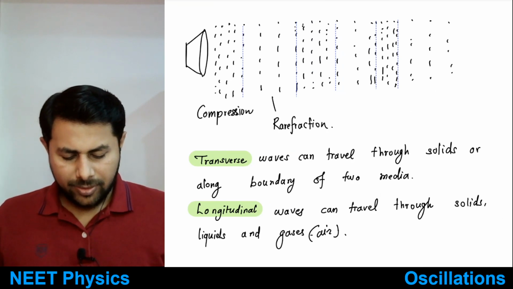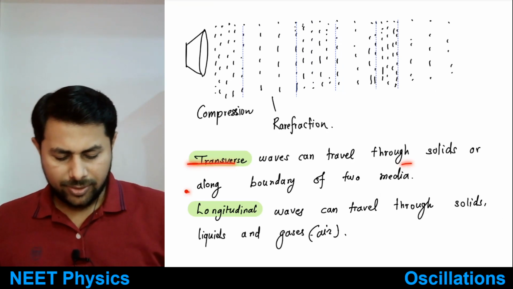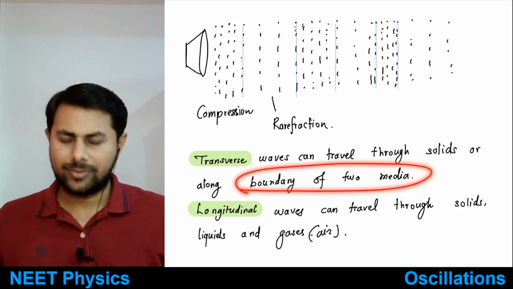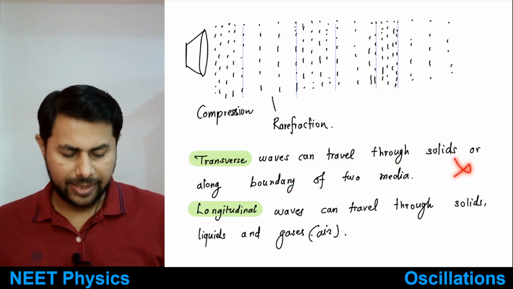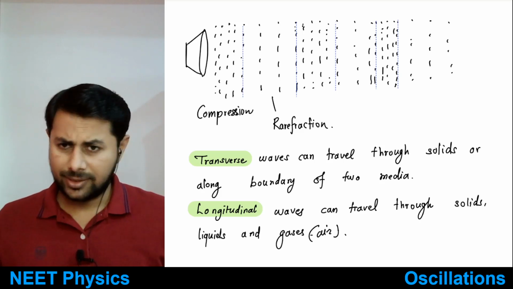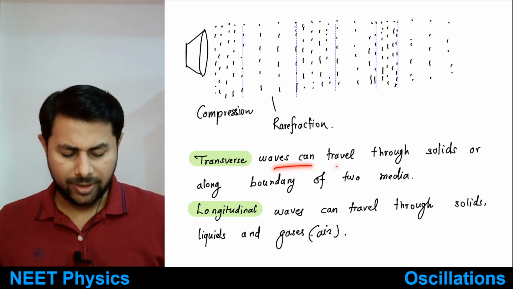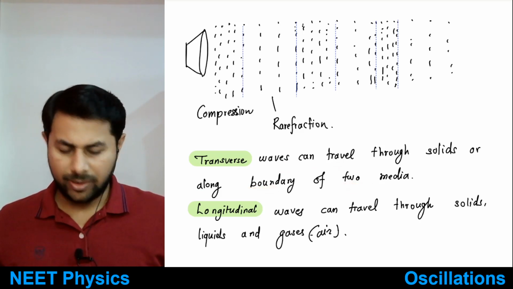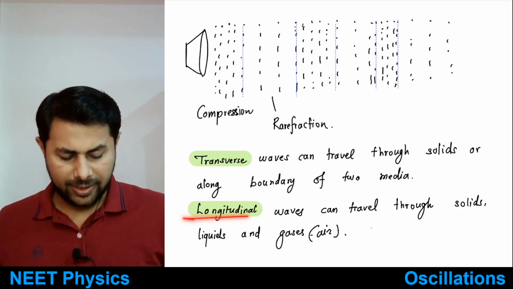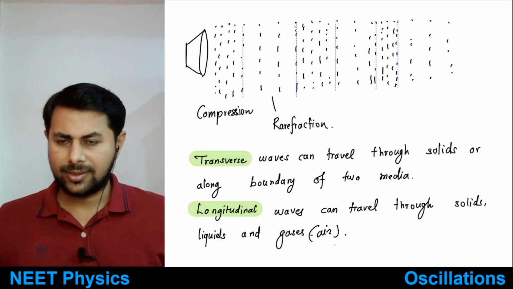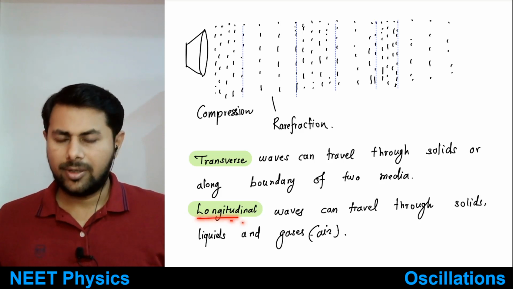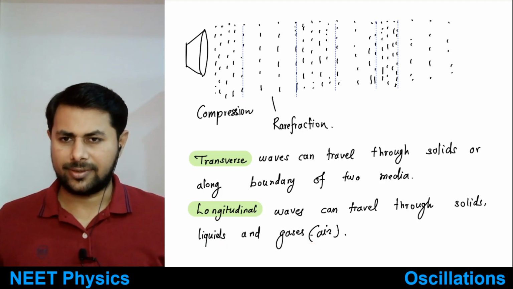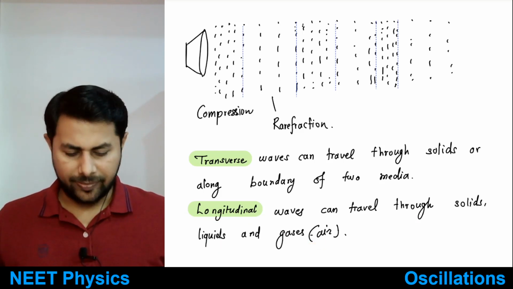Okay, so transverse waves can travel through solids, or they can travel along the boundary of two media. So they cannot travel through liquids, they cannot travel through gases, okay. Just remember this, transverse waves can travel through solids or along the boundary of two media, okay. And longitudinal waves can travel through solids, liquids as well as gases. Okay, longitudinal waves can travel through solids, liquids and gases, right?